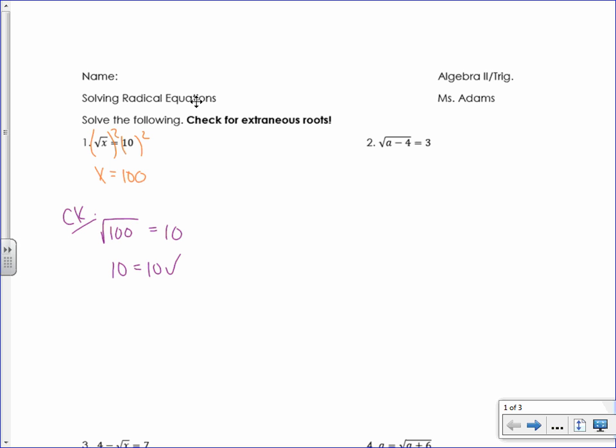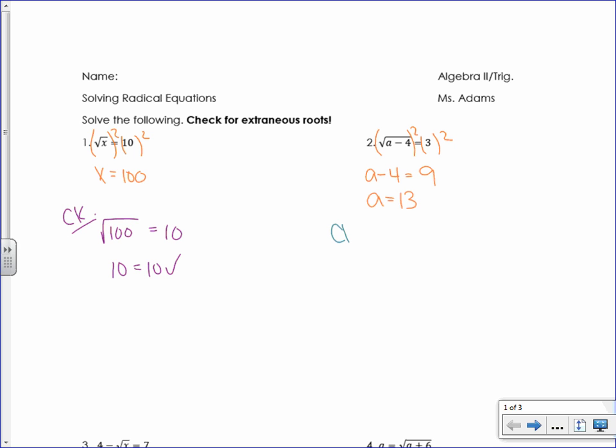Moving on to number 2. The radical is already isolated, so we can just go ahead and square both sides. On the left, you're going to be left with a minus 4. When you square a square root, they cancel out. 3 squared is 9. Add 4 to both sides, so I get a is equal to 13.